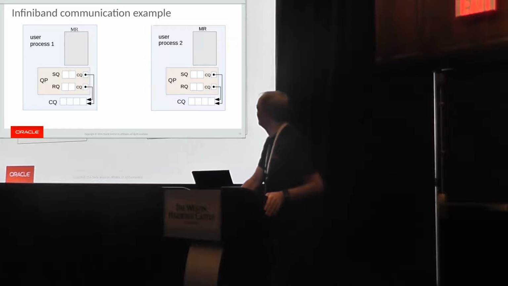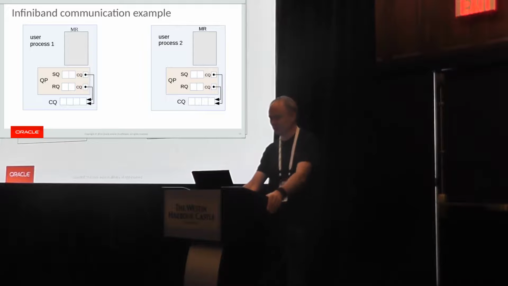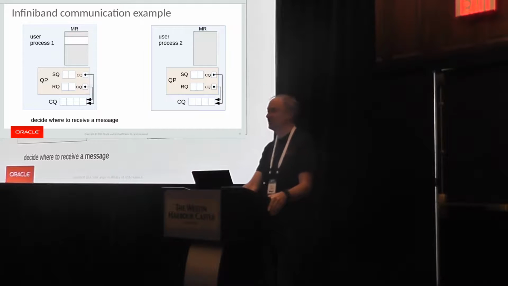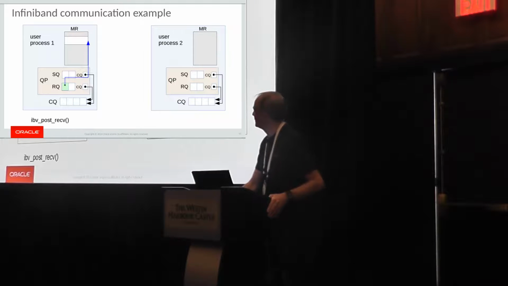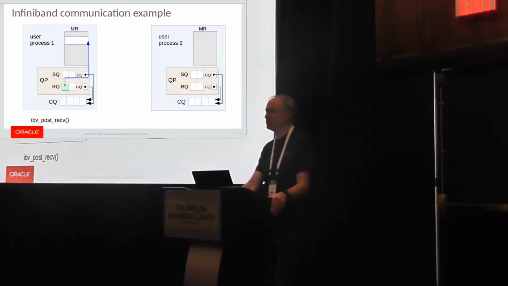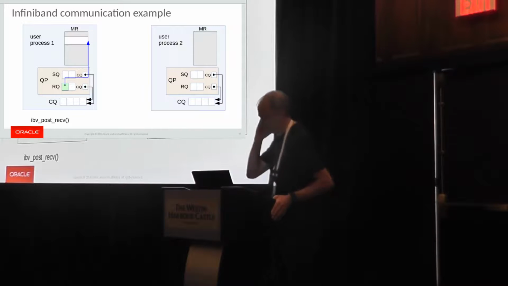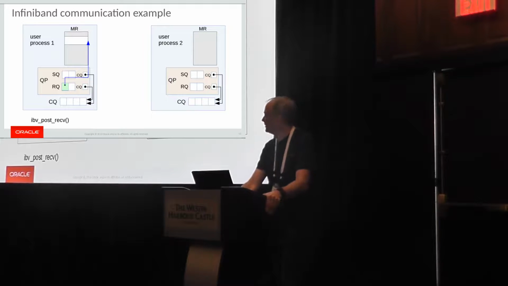And then similarly for the other process that we are going to communicate with. Then this process number 1 would need to decide where to receive his message. So he allocates some memory in this memory region and calls ibv_post_recv to say that I have this receive buffer, make that available for communication for the InfiniBand device.